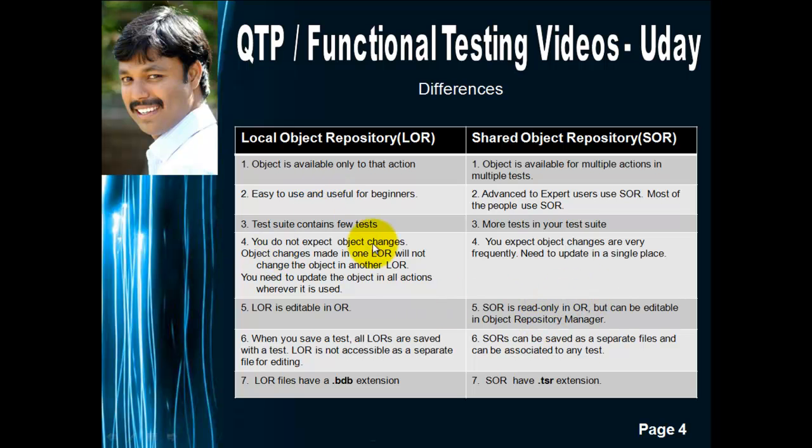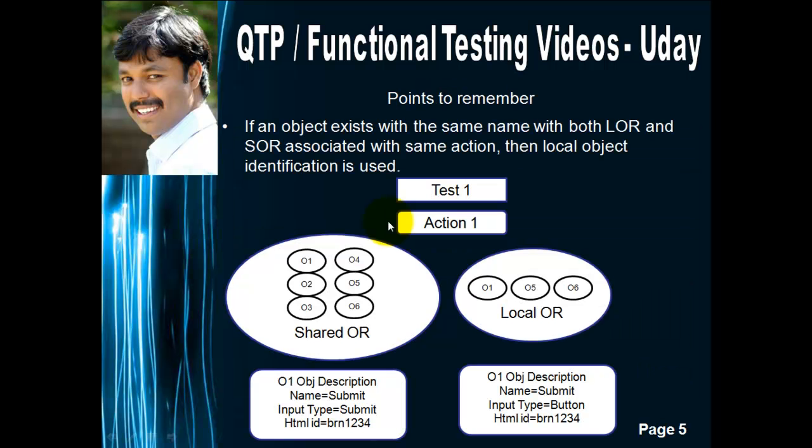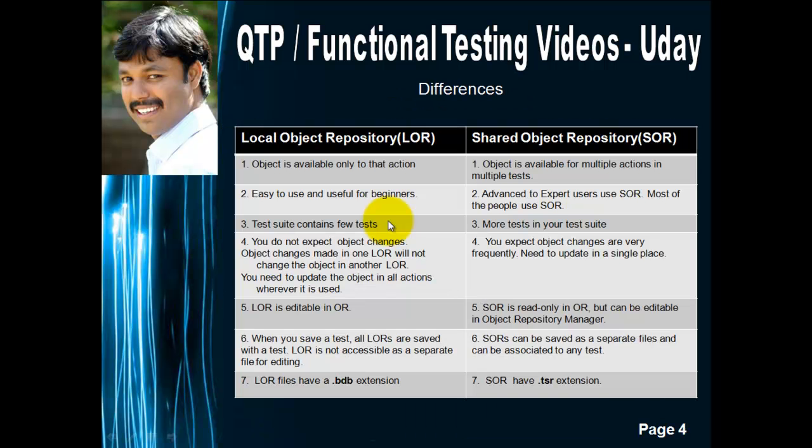The third difference is, if you have very, very few tests, your test suite may contain very few tests. At that time, better you go for a local object repository. Whereas if your test suite should have a lot of automation, you need to create a huge number of tests, then it is better to go for a shared object repository.